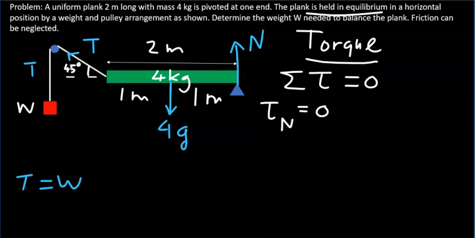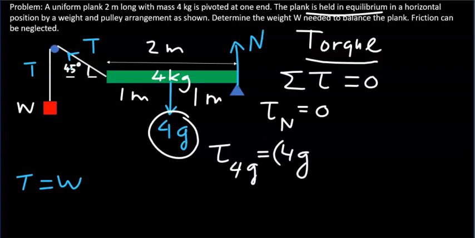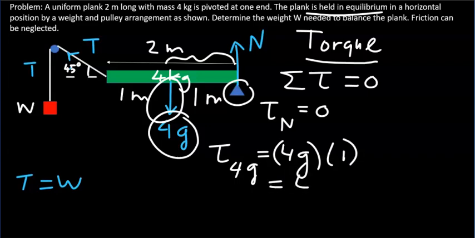The next force is the weight of that plank. And the torque due to that force, let's call that tau 4g, is given by the force 4g times the moment arm. The moment arm for that weight 4g is that distance, namely the distance between the point about which the torque is calculated to where the force acts. So in this case, it's 1 meter. So it is quite simply 4g newton meters.